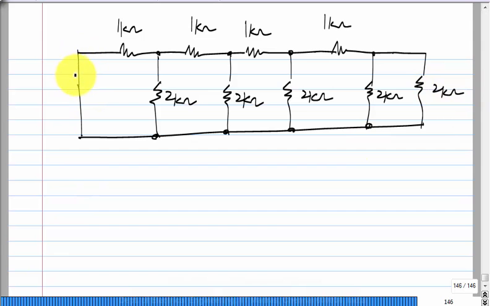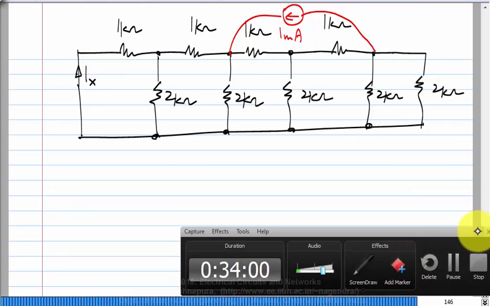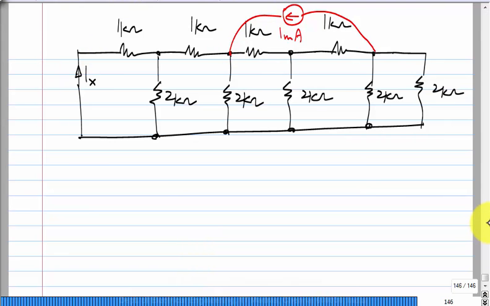Okay. I want to find the current here Ix, and I have a 1 milliamp current source there. What is the answer? This in fact is slightly messy to do if you try to do parallel series combination of resistors. In this case, reciprocity really helps. But what will you find to solve this by reciprocity?